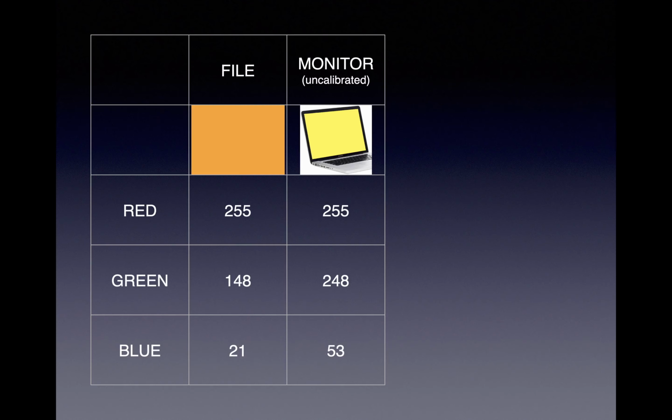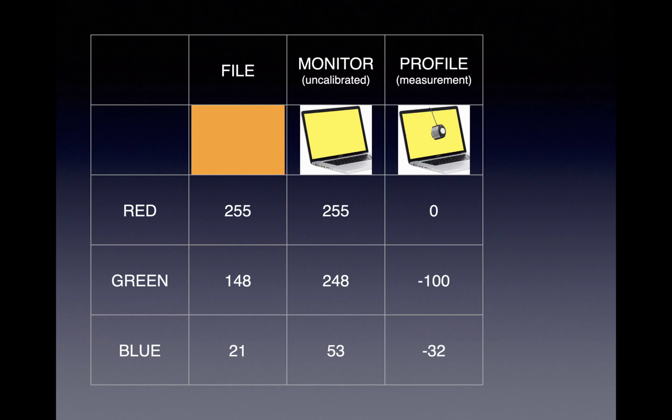And then finally, down at the bottom, same thing with the blue. The file is calling for a 21 blue, but the monitor is giving me a 53 blue. This is an uncalibrated monitor. If I calibrate my monitor, it generates a profile, and what the profile does is it looks at the mismatch between what was asked for and what the monitor gave it. This is a color monitor puck right here.